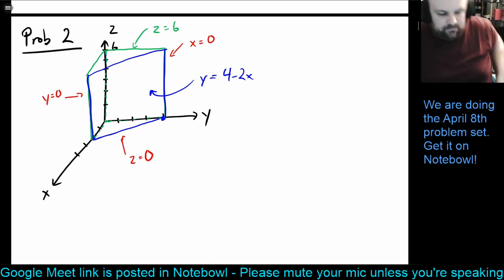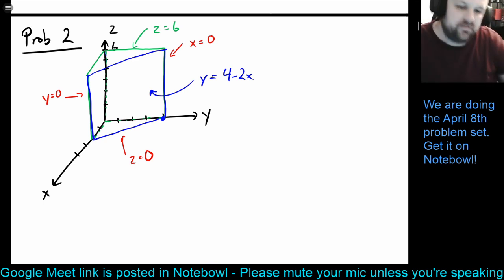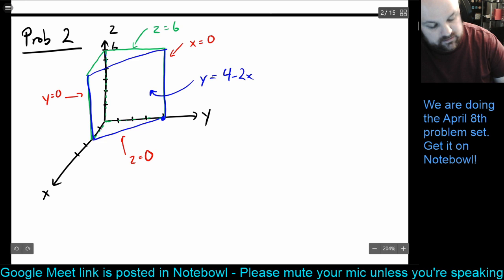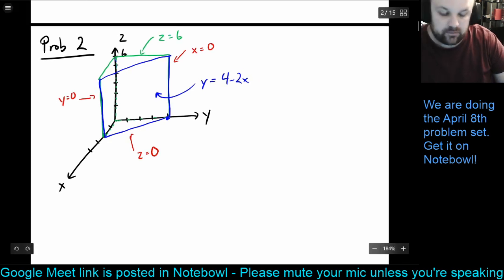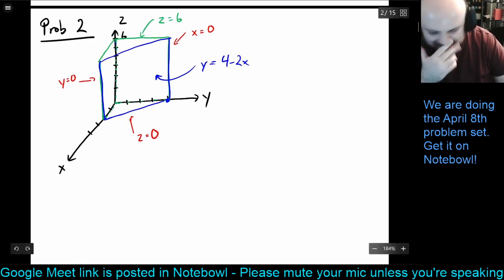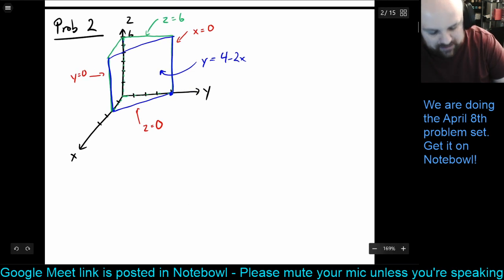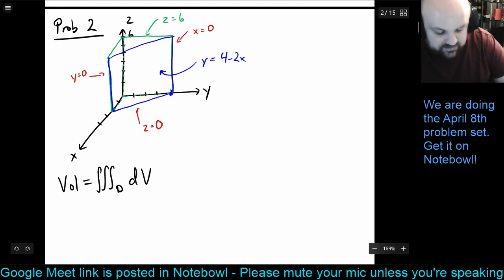So to set this up as a triple integral, the volume, we need to pick an order of integration. And here it doesn't really matter what order we use. Let's call this region D, so the volume is the triple integral over D of dV.